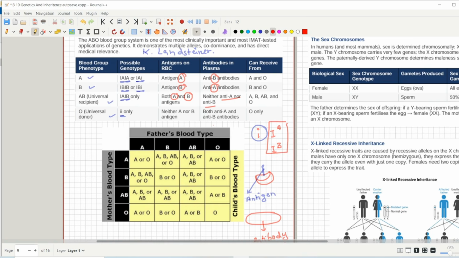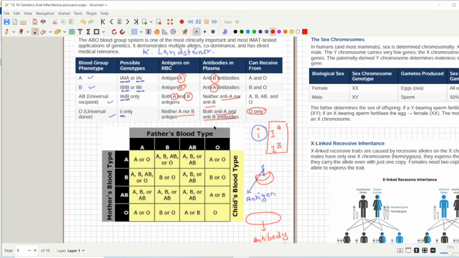Okay. If we talk about the O blood group system, it is actually opposite. The O blood group has recessive i and recessive i, so it will have neither A antigen nor B antigen, and it will have both anti-A and anti-B antibodies. It is actually the opposite of the AB blood group system. That's why the O blood group can only receive from O blood group, but it does not contain any antigen. If it does not contain any antigen, then it can go to anybody, right? If it does not have any antigen, then antibody cannot kill it.